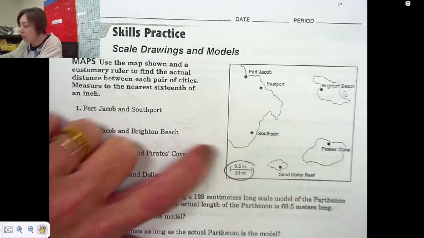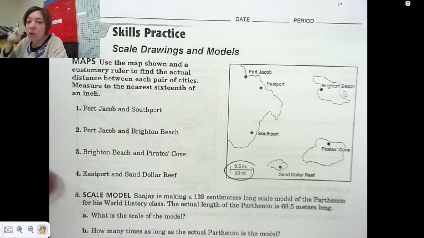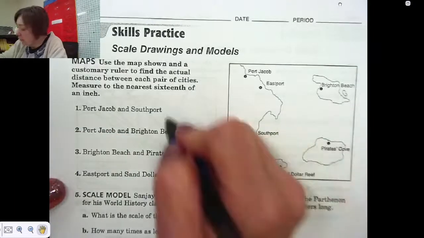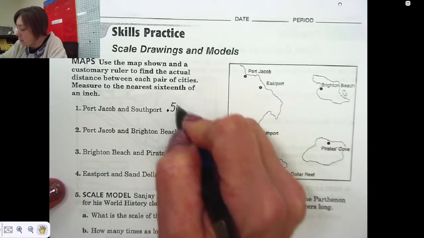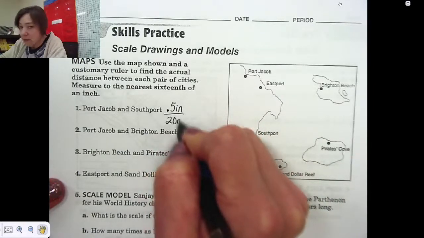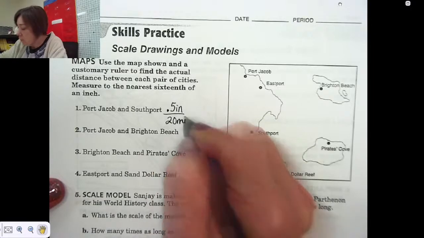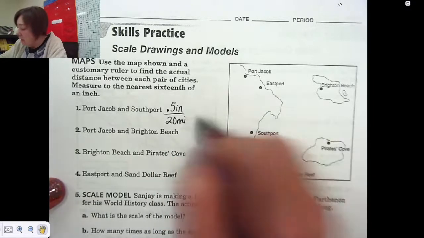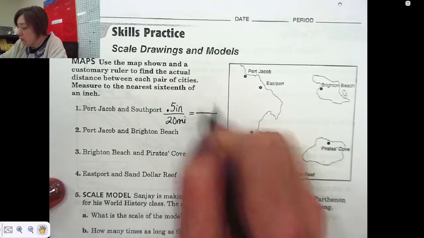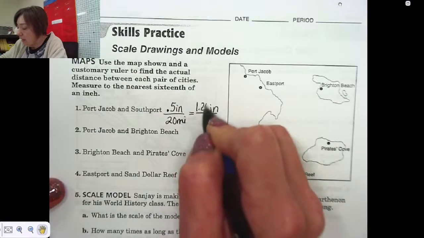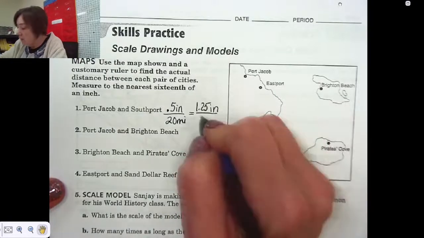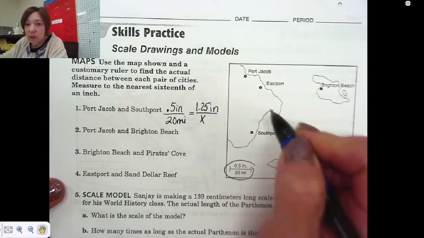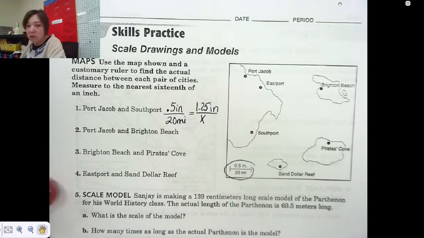Okay? So here's what we're going to do. We're going to set this up as a proportion. So we're going to have our 0.5 inches over 20 miles here, right? Because that's what our scale is. That's where we come up with that. That's our scale. And that's going to equal, so we're going to put inches on top over here. How many inches was it? 1.25 inches is what we measured. And then we're going to put X on the bottom. And now all we have to do is cross multiply to solve that, right?